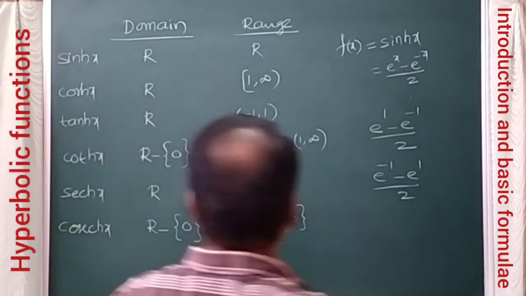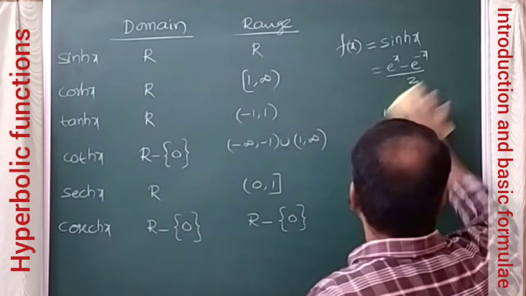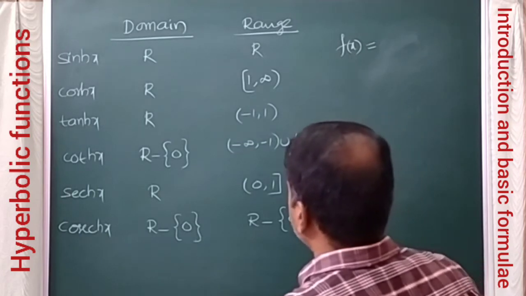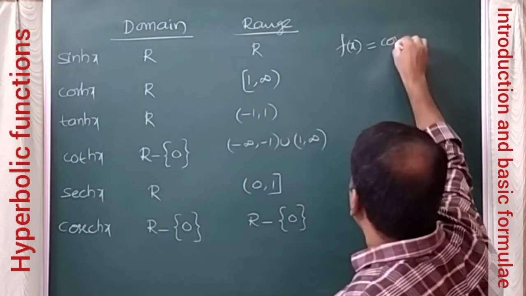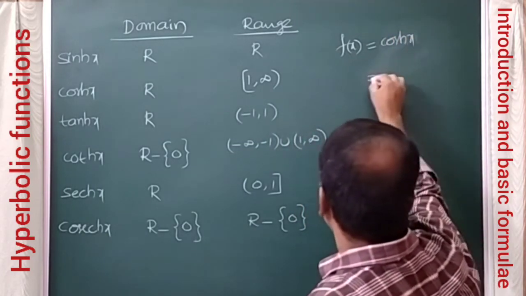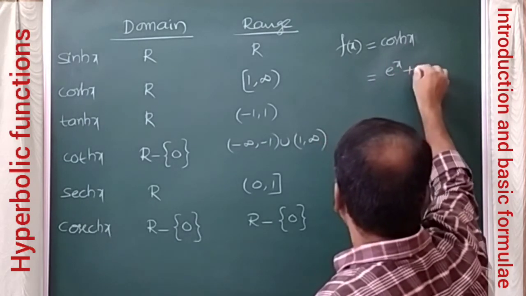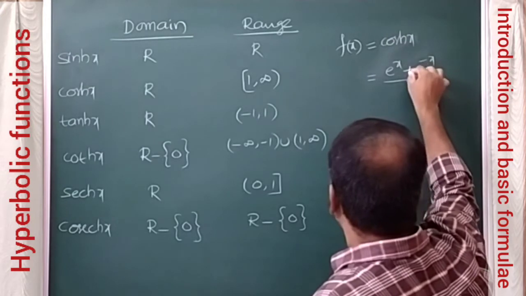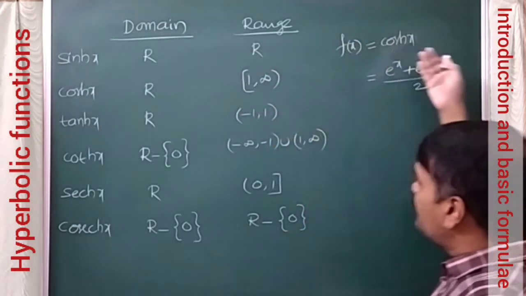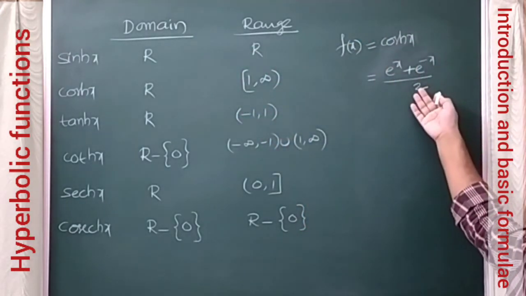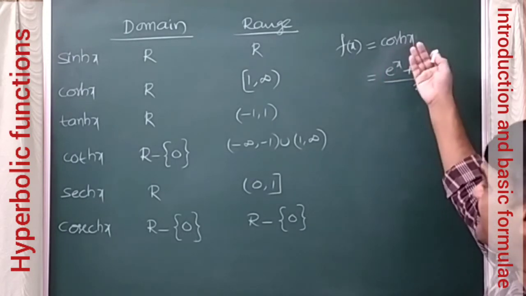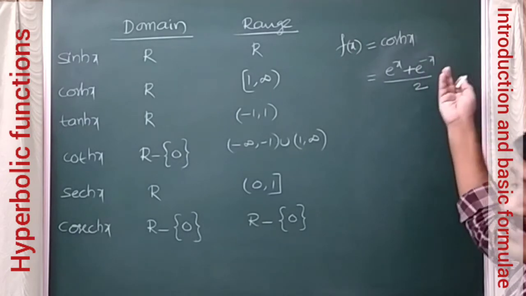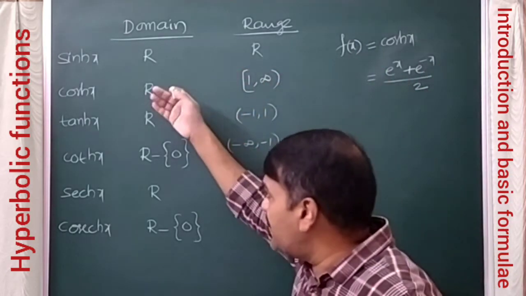Now let us discuss cos hx. For cos hx, which is e power x plus e power minus x by 2, domain means you can actually have any value in place of x. For any real value in place of x, the function is defined. Means x can be anything. So therefore domain is R.